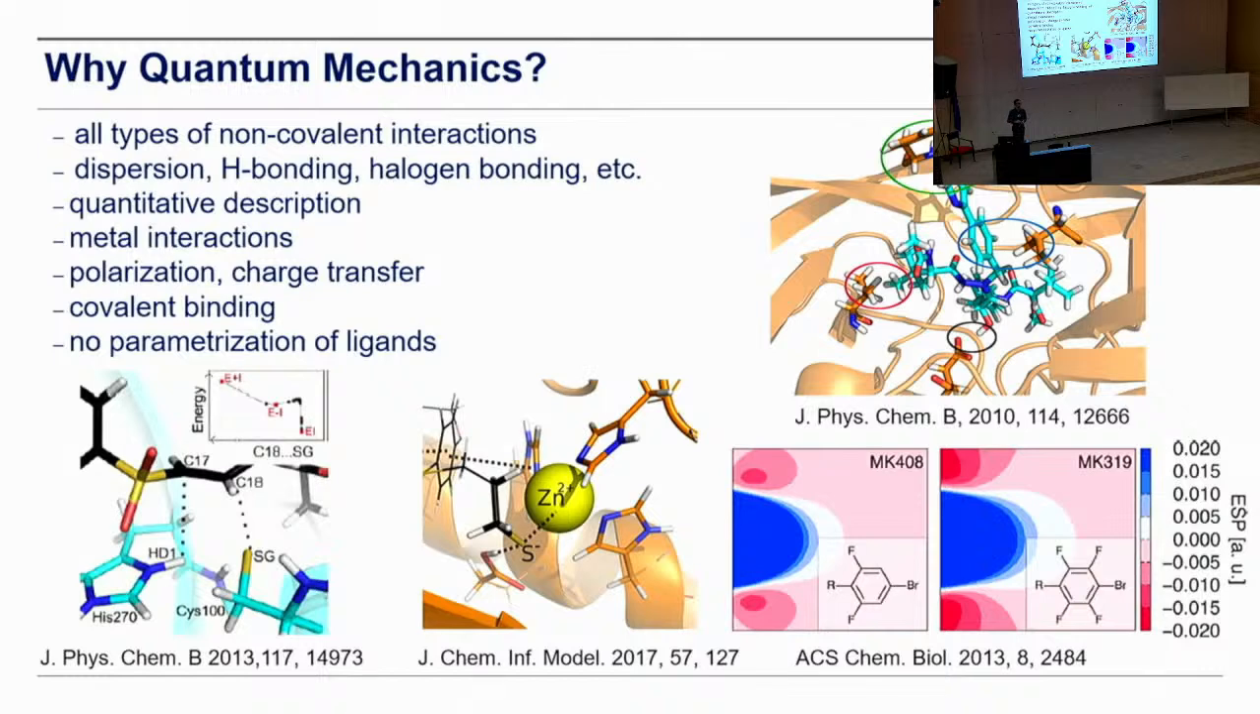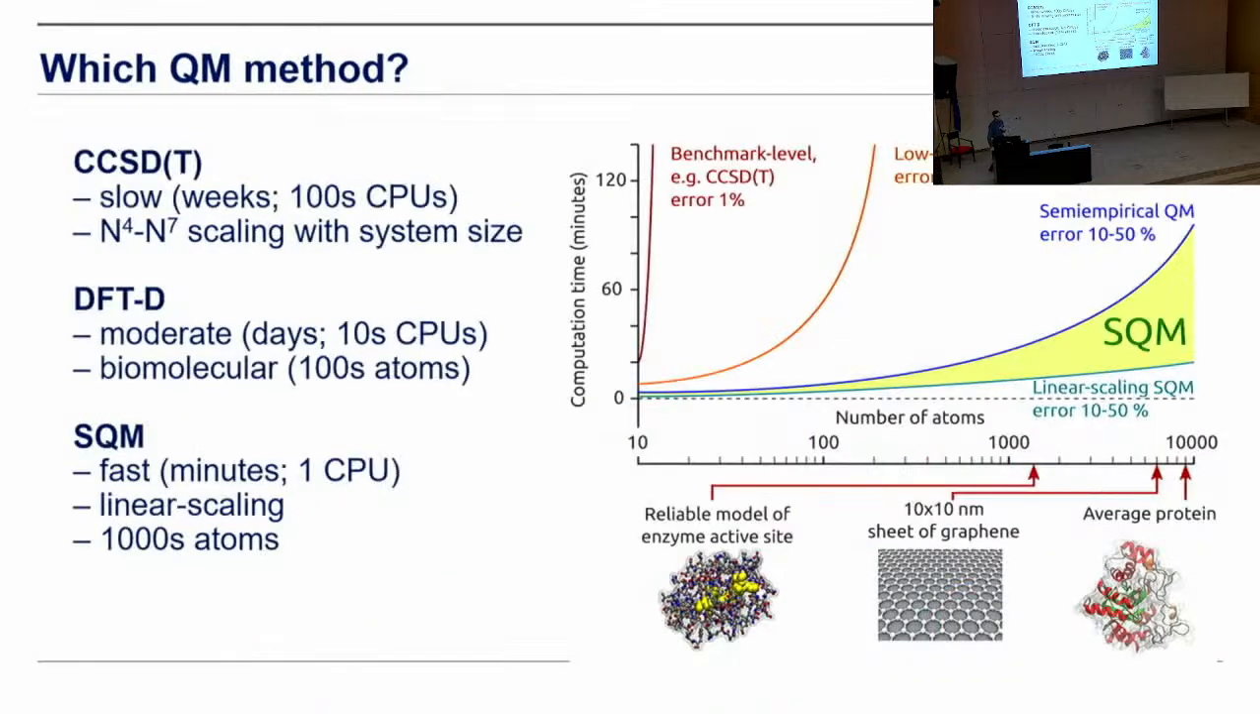And as a bonus comes the fact that you don't need to parameterize the ligands for molecular mechanics, because quantum mechanics only needs the elements and charge and multiplicity, for example. So once we said, okay, so let's go for QM, but can we do it? We should consider the timing.